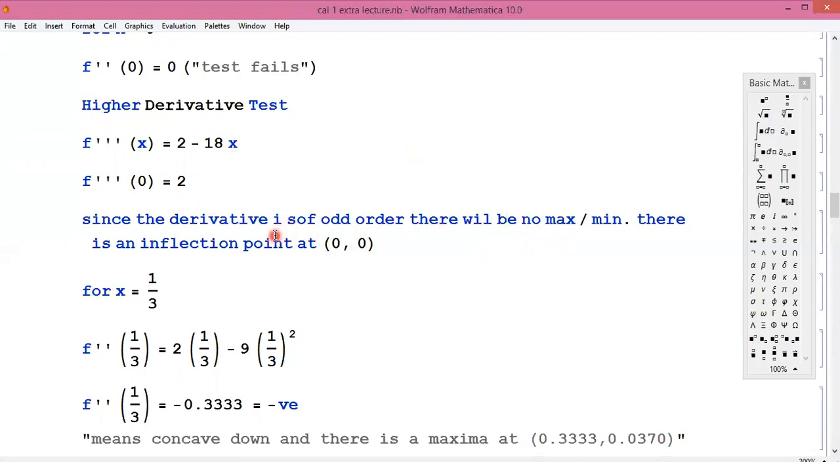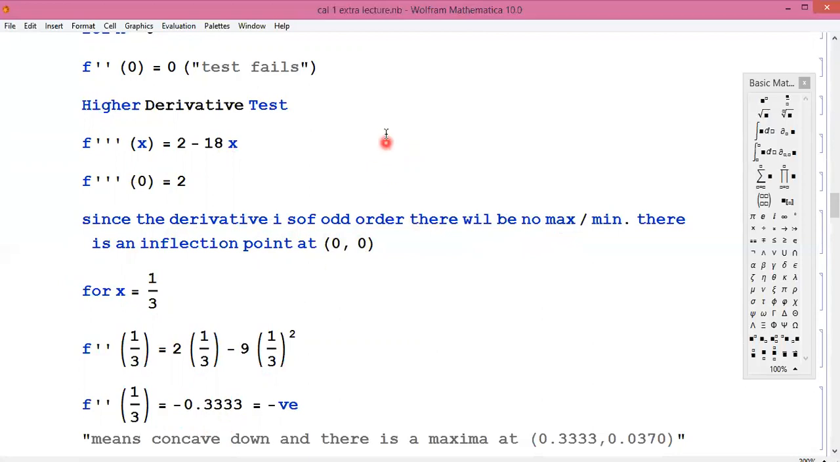There is an inflection point at 0, 0. This means there is no maxima, no minima at 0, 0. Now I am doing it for x equals 1 over 3, finding the behavior of it. Substituting in f double prime in my function, I will get minus 0.333. That is a negative value.